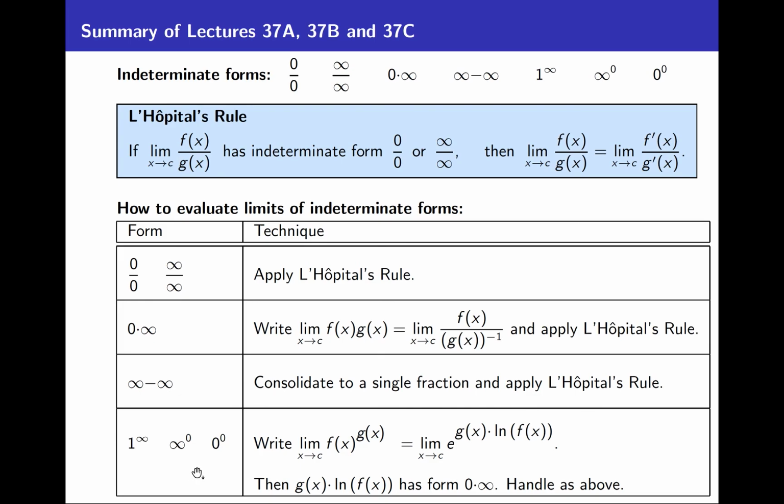For our last 3 indeterminate forms, the topic of today's lecture, we learned to write the limit as x approaches c of f of x to the power of g of x as the limit as x approaches c of e to the power of g of x times ln of f of x. And that converts to an indeterminate form 0 times infinity, and we handle that as above. It's important, of course, to work lots of exercises to learn how to do this. Just watching the lectures is not enough. So please do that.